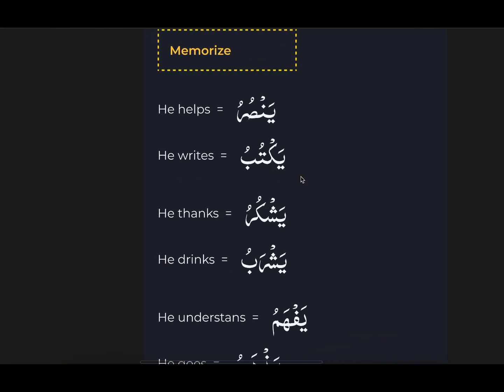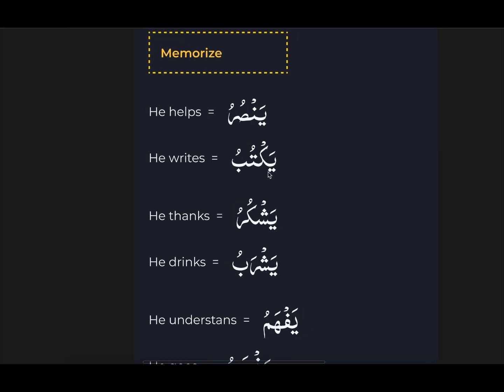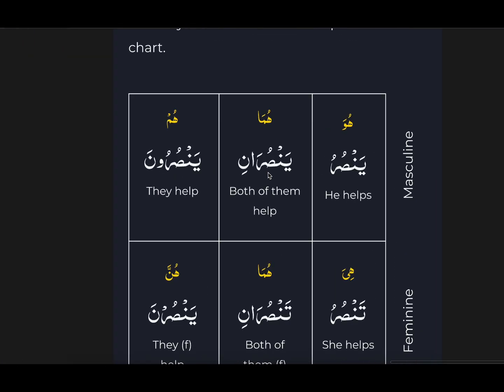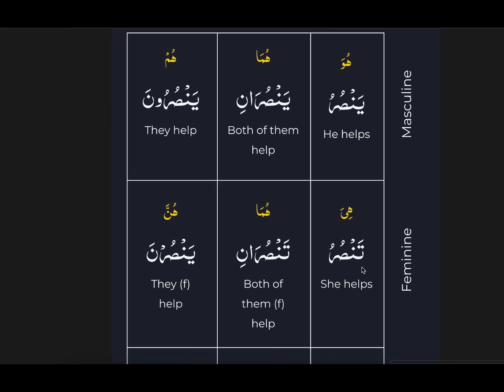Kataba. Kataba means he wrote. But how do I say he writes? How do I say this in present tense? Huwa kataba, huwa yaktubu. This time we are doing present tense. Huwa yaktubu. Huma yaktubani. Hum yaktubuna. Hiya taktubu. Huma taktubani. Hunna taktubna. Just like that. So, like I said, you can use any other word and basically take it into this chart, and you can easily find out the present version of that word in all pronouns.